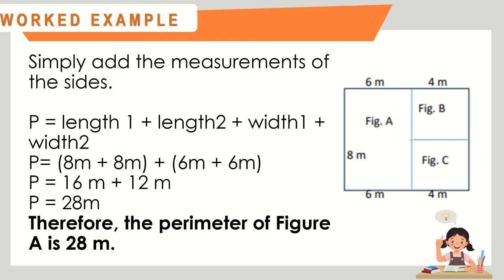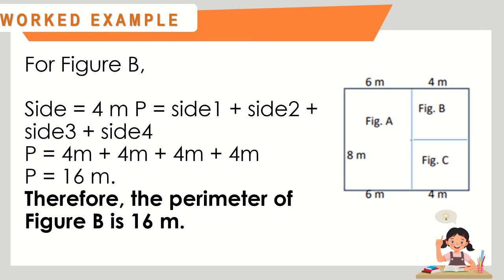P is equal to 8 meters plus 8 meters plus 6 meters plus 6 meters. P is equal to 16 meters plus 12 meters. P is equal to 28 meters. Therefore, the perimeter of figure A is 28 meters.